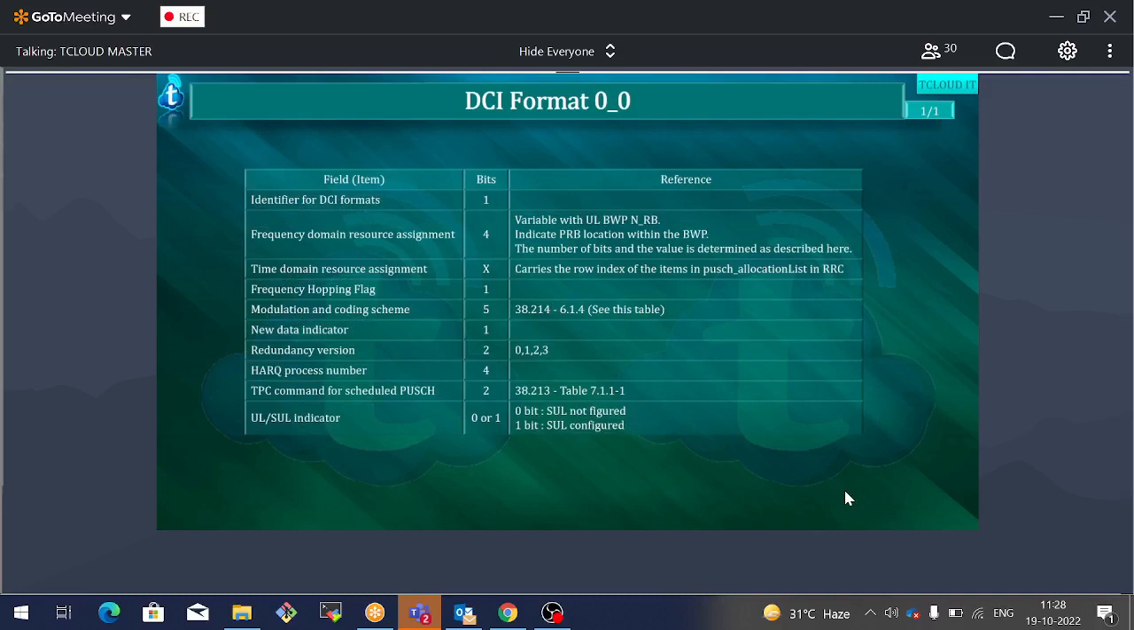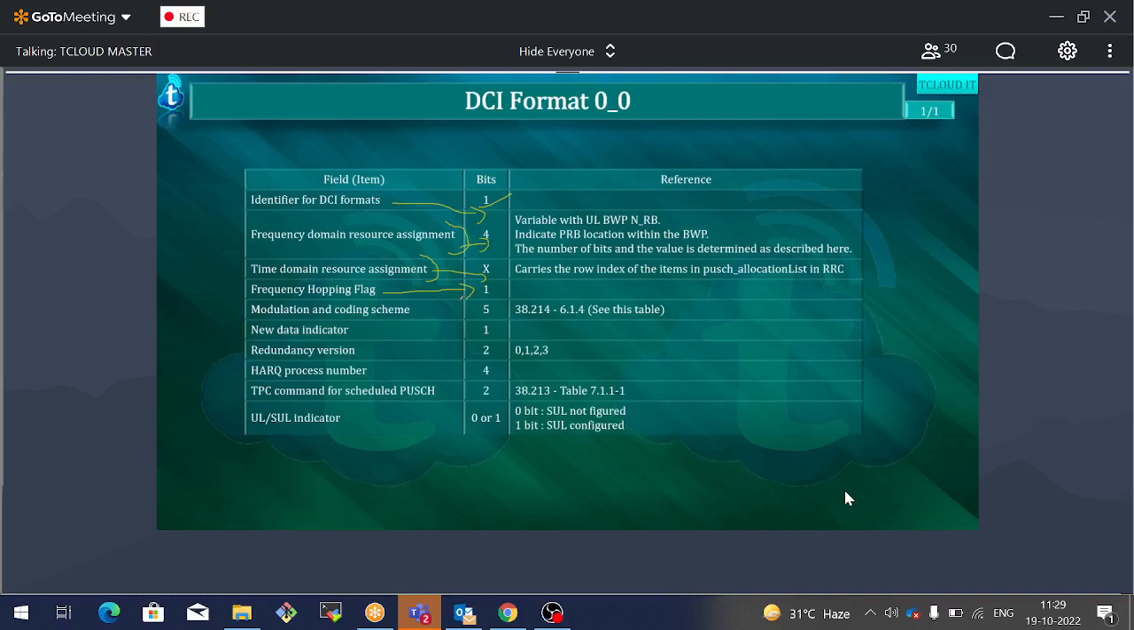So when you have uplink scheduling, what kind of information would be available? Similar information like downlink. What kind of DCI format you are receiving, that one bit will indicate out of multiple DCI formats, which format you have received. Then what is your frequency domain resource, which tells you which resource blocks are part of which bandwidth part. What is your time domain resource? And whether the frequency hopping is enabled or disabled.